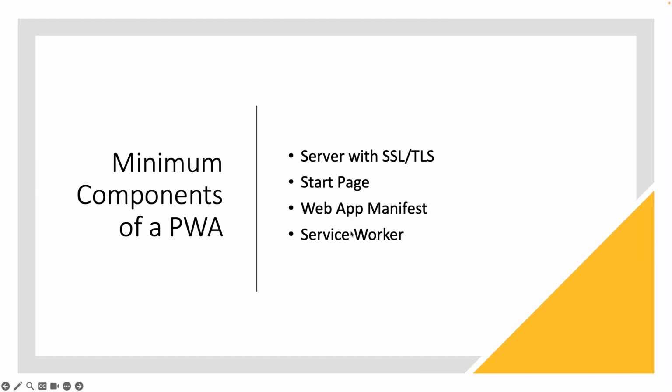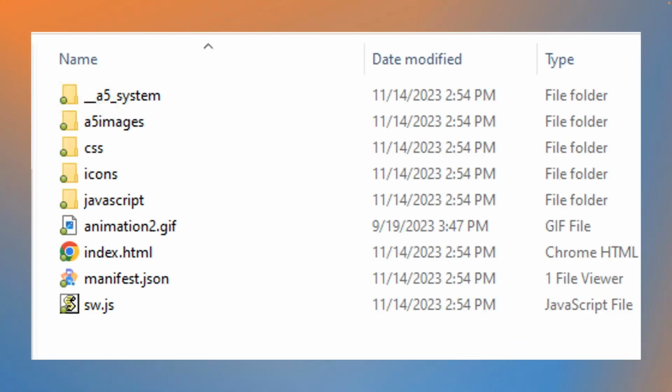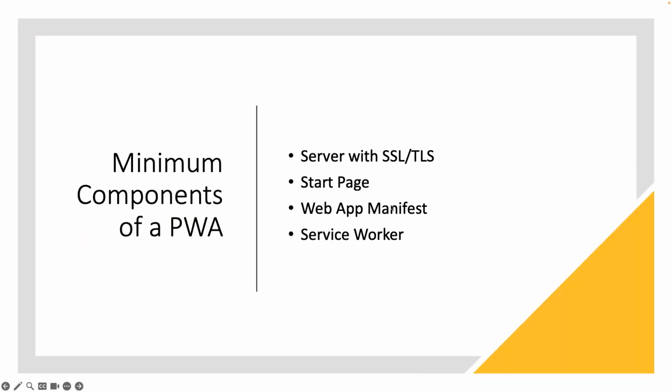So what are these? Well, a web app manifest is a file, a JSON file, that gives information about your application. This is basically a JSON file that is published to the same place as your start page. The next part is the service worker.